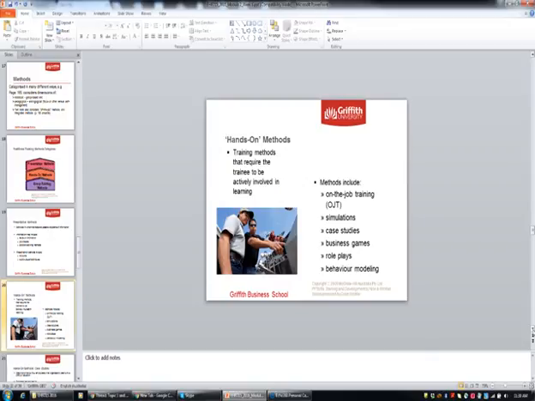So in the activities, I've given an example of a business game which is Lost at Sea. There's other examples on there, and we're using case studies throughout this behaviour modelling where you're actually showing someone how to do something.